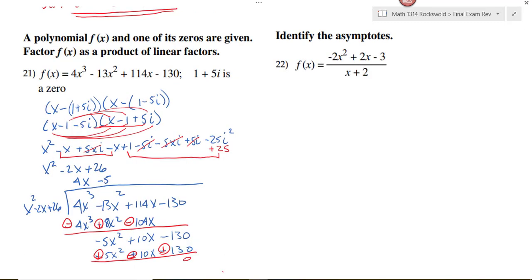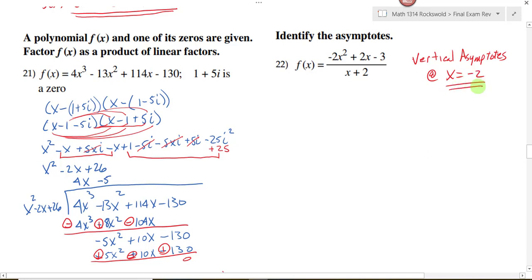On number 22, we're asked to identify the asymptotes. So do we have a vertical asymptote? Yes, we do. How do we find our vertical asymptotes? So we have a vertical asymptote at x equals negative 2, because that's where the denominator is equal to 0. Do I have a horizontal asymptote here? The degree of the numerator is bigger than the degree of the denominator by 1.